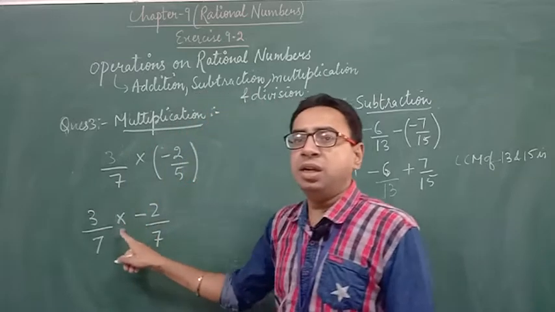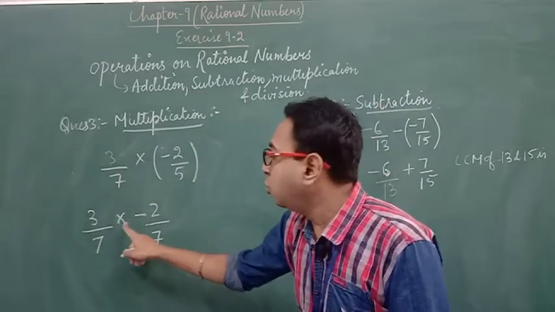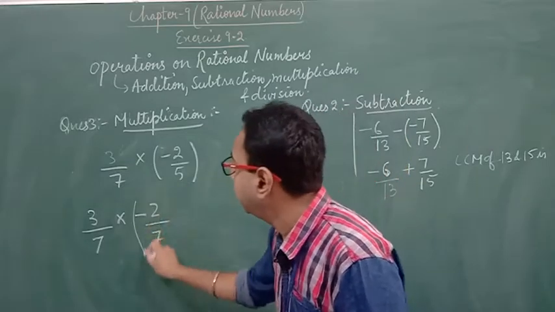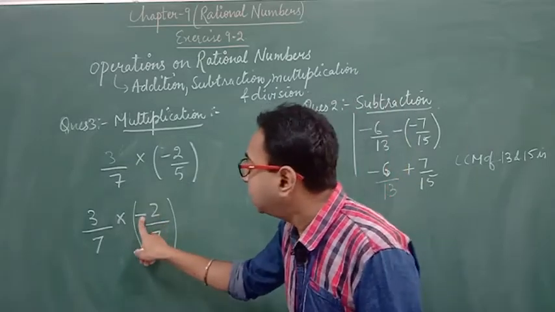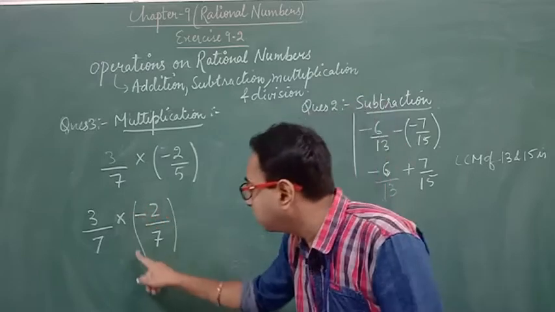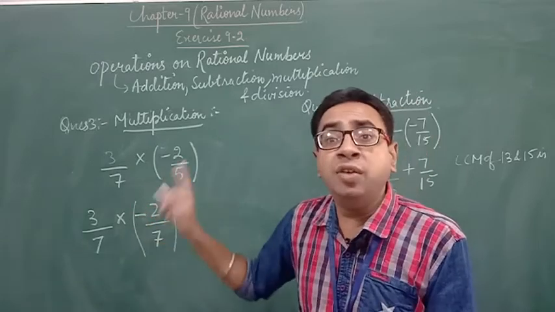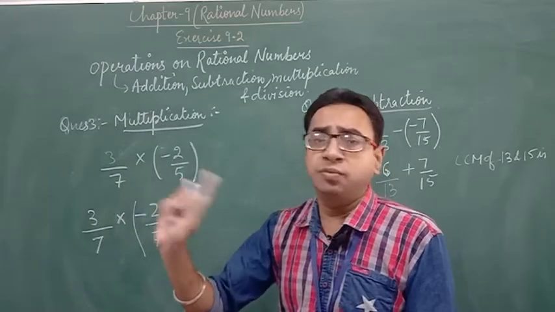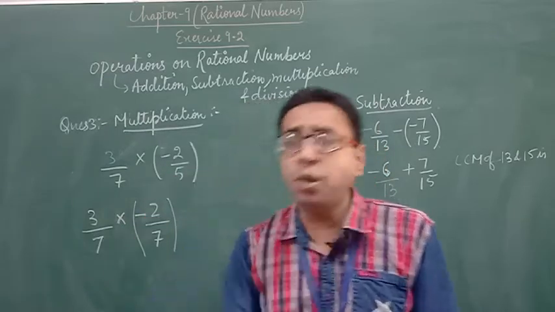Do you think mathematically it is correct? No. Two operations together? No, not possible. That is why we will keep this in the bracket only. This minus sign here indicates that this is a negative rational number. It's very important. If you open the bracket, what will happen? Two operations together, which is not feasible, which is not possible in maths.